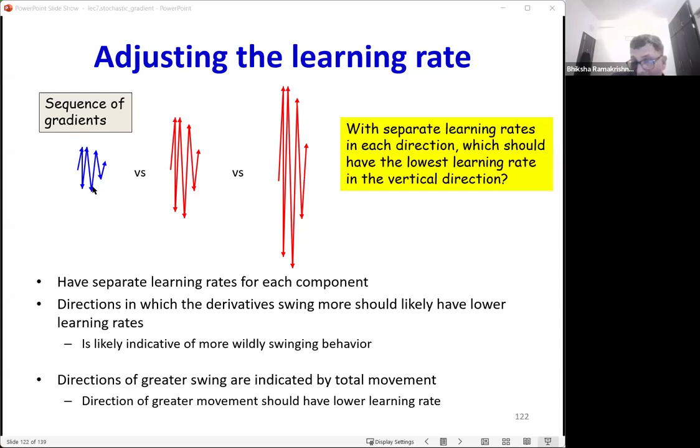In all three cases, the running average is the same or very similar because the positives and the negatives cancel each other out. But should I be using the same learning rate in all three cases? Should I trust these oscillations as much as I trust these oscillations? Or should I trust these guys less? What do you think? How many of you think I should trust this more? How many think I should trust this less? Just let me know. Okay. How do I know that I should trust this less?